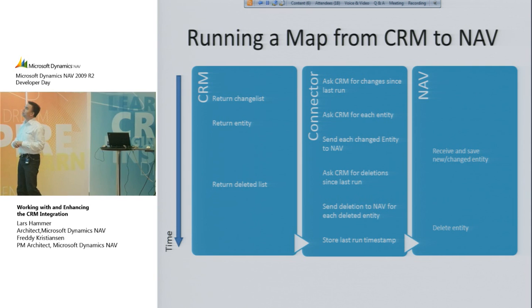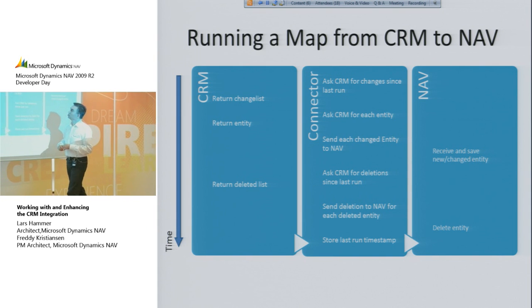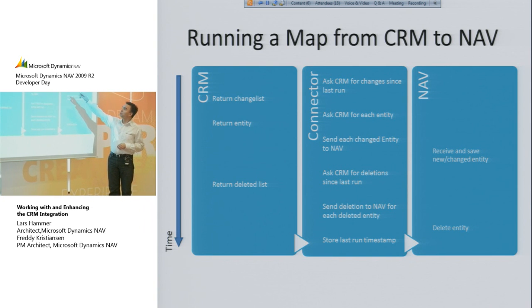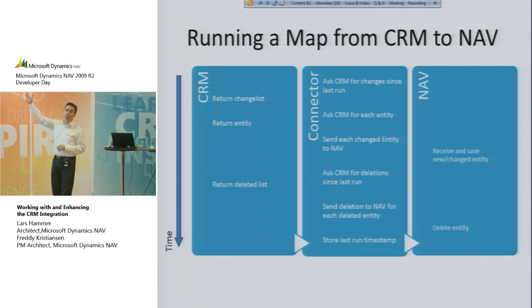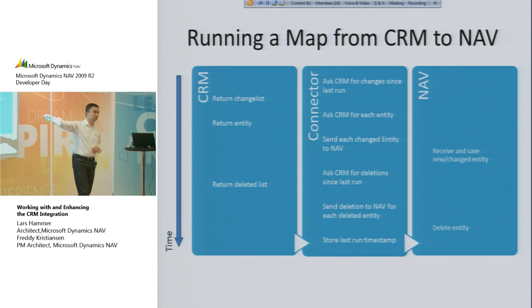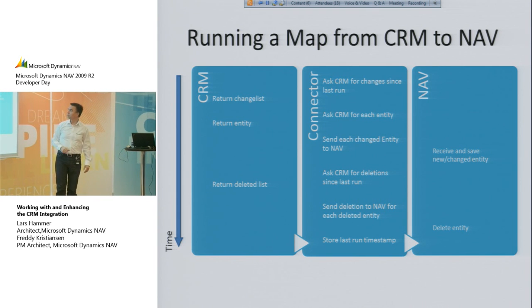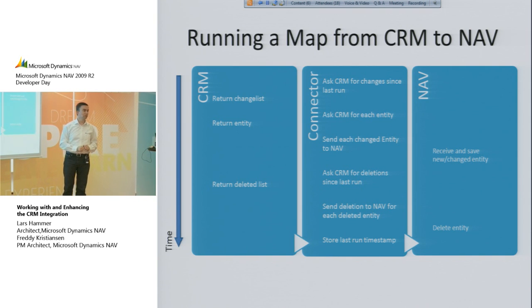Now, what happens when you run a map, which is what the connector runtime service does all the time? You should imagine that time flows downwards. The first thing that happens is that the connector will ask the source, in this case CRM, what the changes are since the last time we ran this particular map. CRM is going to respond with a list of changes. Then for each of the entities in that change, the connector will ask CRM to get that entity, and it will forward that entity on to NAV web services. NAV will then consume that and store it in the database.